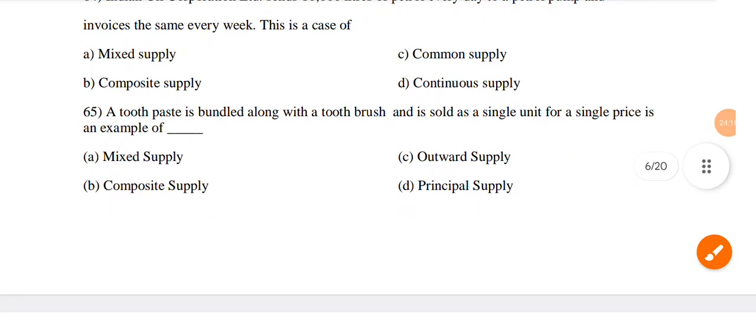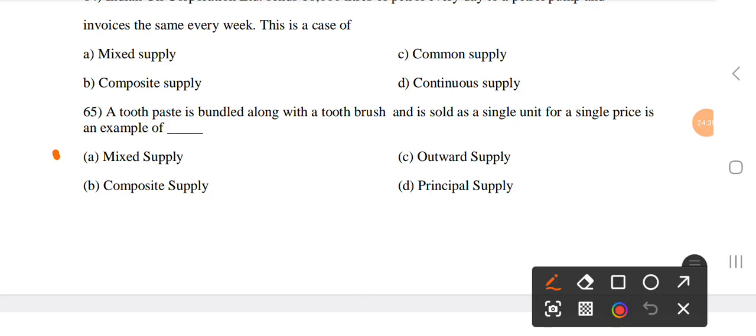Next question. A toothpaste is bundled along with a toothbrush and is sold as a single unit for a single price is an example of dash. Option A mixed supply, B composite supply, C outward supply, and D principal supply. The correct option is A, mixed supply.